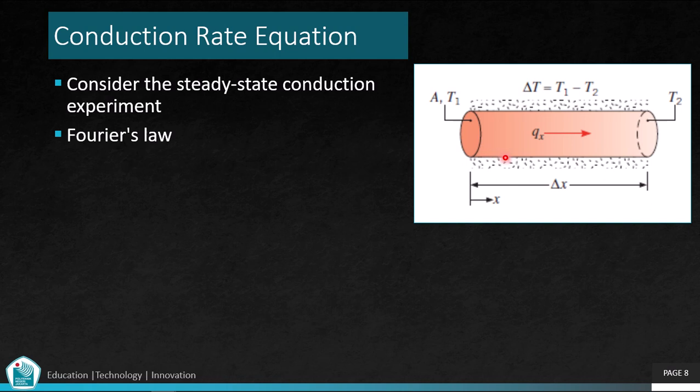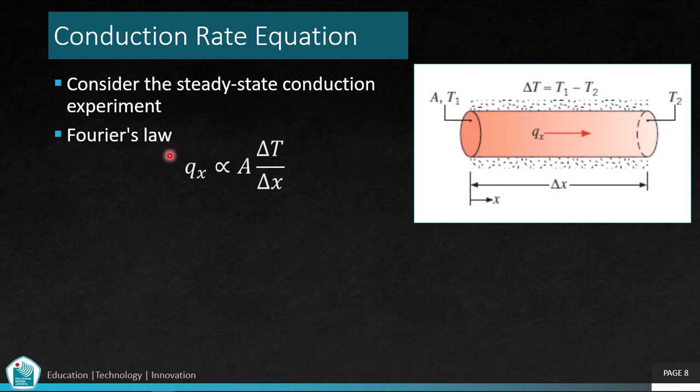Similarly, holding delta T and A constant, we will observe that the Qx varies inversely with the delta X. Finally, if we hold the A and delta X constant, we find that the Qx is directly proportional to the delta T. So we can write something called Fourier's law.